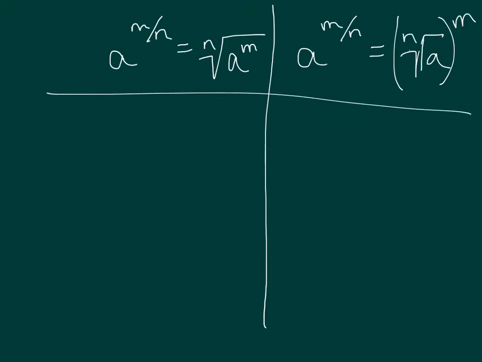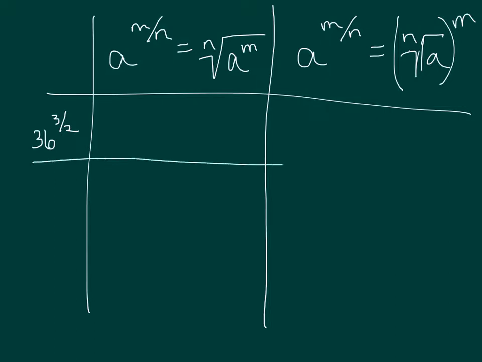So let's do a couple examples. For the first example, let's say I give you 36 to the 3/2. I don't know what 36 to the 3/2 is. So let's look at this first way first. For the first way of converting it, the n is my denominator. The square root is going to go on the outside. The m, which is my numerator, in this case a 3, is going to go under the root with the 36. So this would become the square root of 36 cubed.